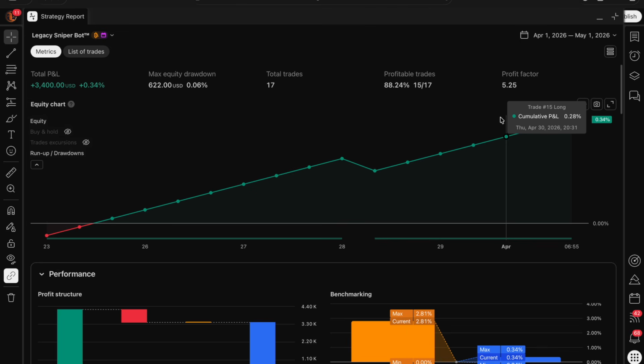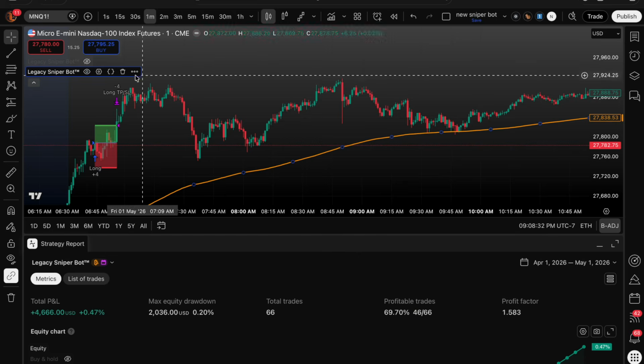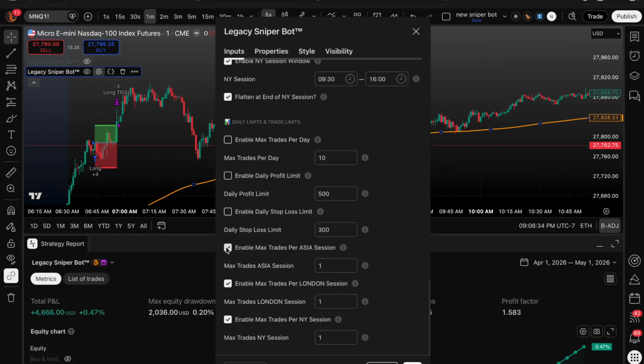Let's see last 30 days. Last 30 days, not too bad. Just over 4,000 in P&L. So let's see. Let's actually uncheck these 3 and let's see what it gives us.